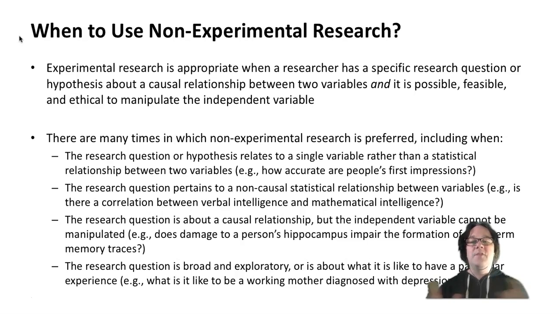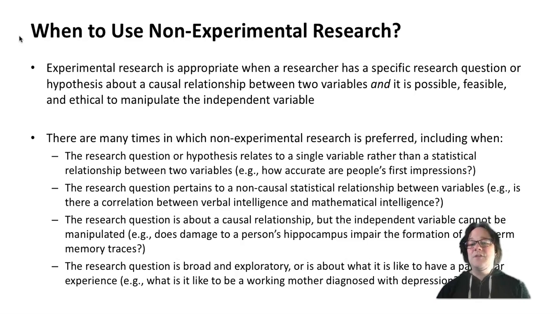Also, if the research question is about a causal relationship, but the independent variable cannot be manipulated. This is often the case when we might need to rely on non-experimental types of methods, right? So an example of this might be, does damage to a person's hippocampus impair the formation of long-term memory traces? Well, you're going to be hard-pressed to find an IRB that's going to allow you to cause damage to a person's hippocampus, right? That would entail manipulating the independent variable. In this case, that's damage to the hippocampus. That's not something that we're able to do. So we're going to have to rely on a non-experimental approach to studying this question.